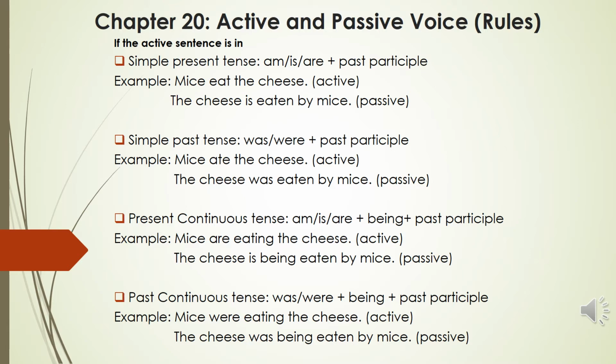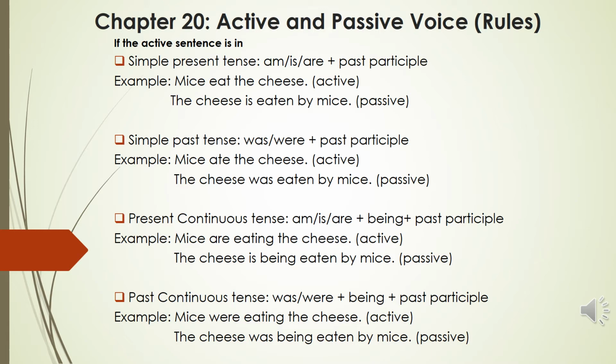Here, eat is the first form of verb. It is the simple present tense and it is in the active form. Now, the passive of this sentence will be: the cheese is eaten by mice. Cheese is a singular subject, so we will use is with it.